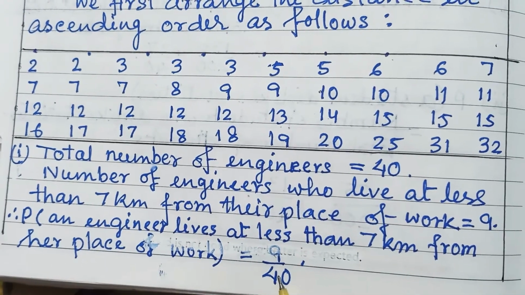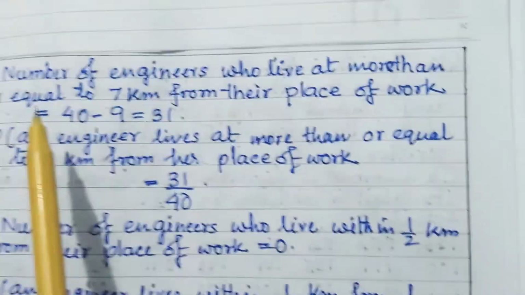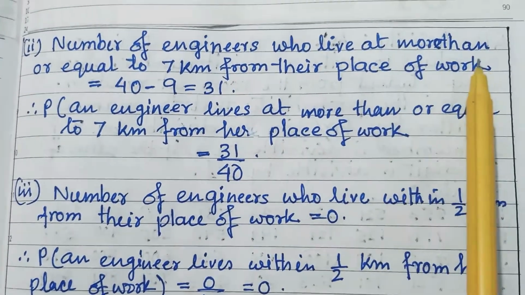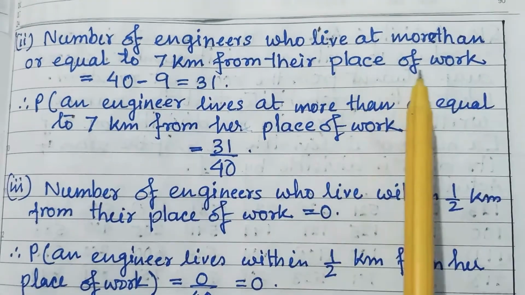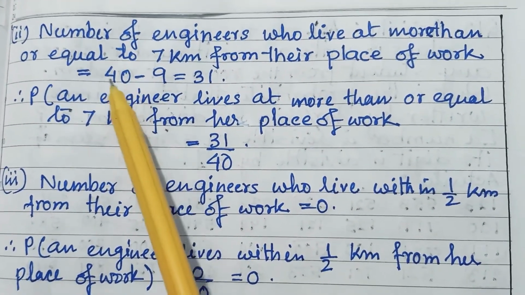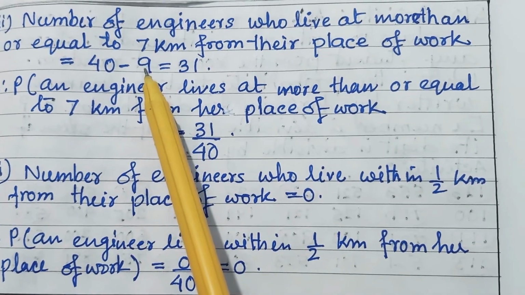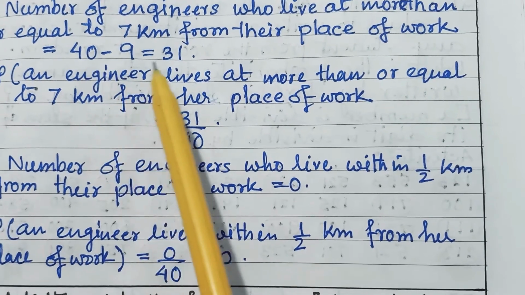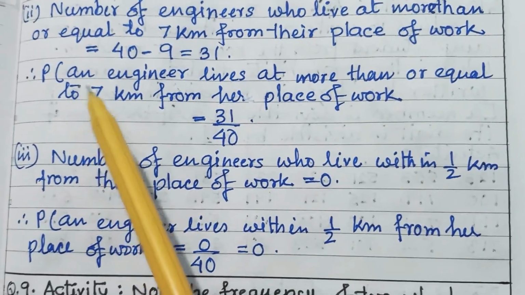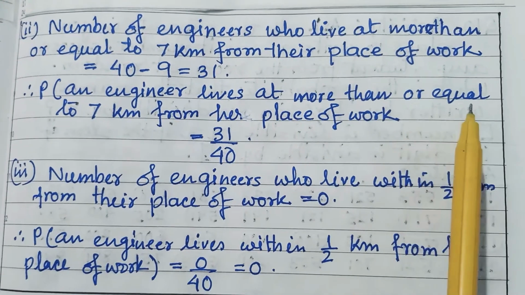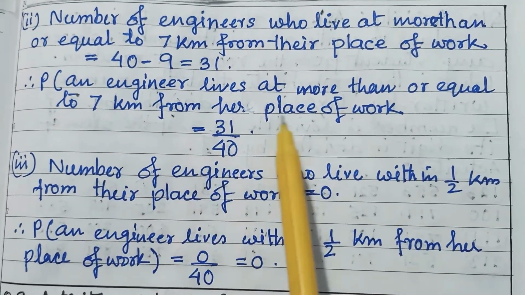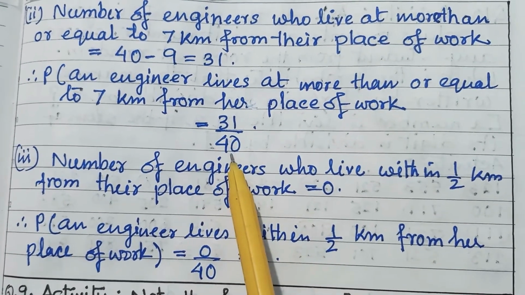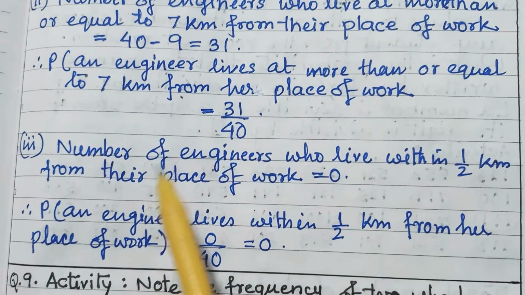Okay. The second part is more than or equal to 7 kilometers. The number of engineers who live at more than or equal to 7 kilometers from the place of work: the total is 40 and less than 7 is 9. So more than or equal to 7 is 40 minus 9, which is 31. So the probability of an engineer living at 7 or more kilometers from her place of work is 31 upon 40. Probability has no unit, as it is a ratio.